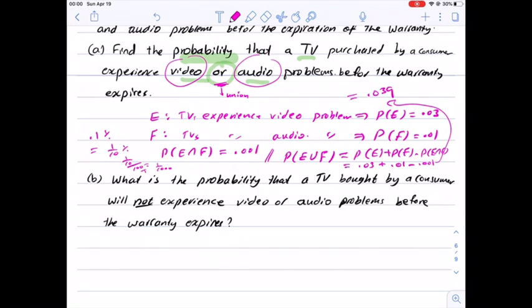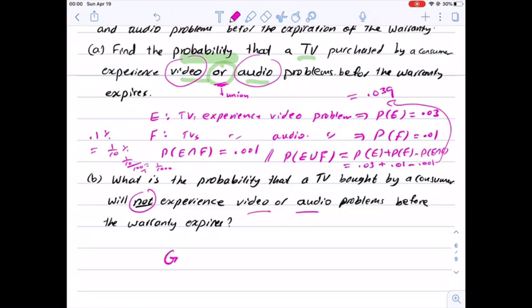Let's do another, part B. What is the probability that a TV bought by a consumer will not experience video or audio problems? That means we want to find the probability that neither is correct. I mean, E.